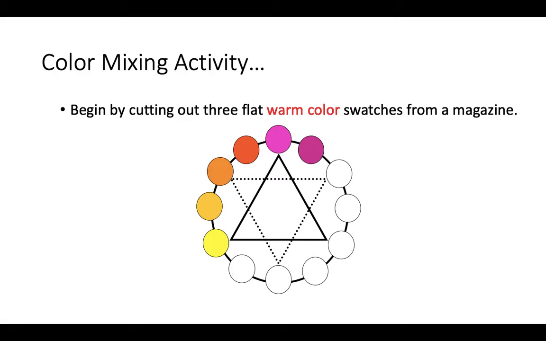For this color mixing activity, you're going to be creating basically 9 different colors composed of 3 warm colors, 3 cool colors, and 3 neutral colors. The first thing you're going to do is look through a magazine and cut out 3 really unique warm colors, maybe colors that could be difficult to recreate using just a simple color palette. These could be reds, oranges, yellows, tints, tones, and shades, any intensity of those.